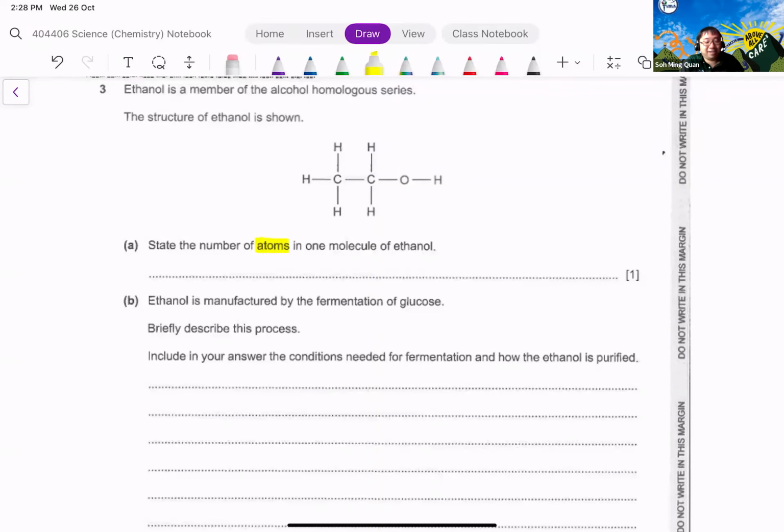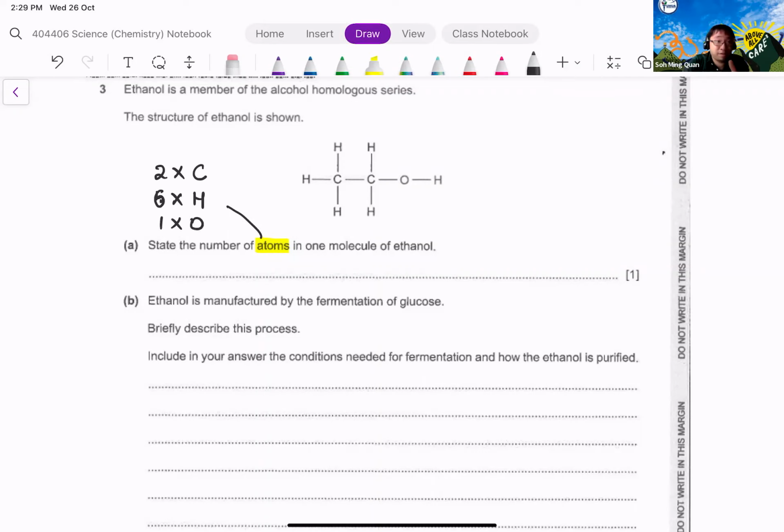Atoms, this one you have learned in Sec 1. It's not difficult, but students can still get it wrong. Why? Because they always confuse words like atoms and electrons and ions and molecules. What are atoms? Atoms are these individual things that you see. There are 2 carbon atoms. There are a total of 6 hydrogen atoms. There's 1 oxygen atom.